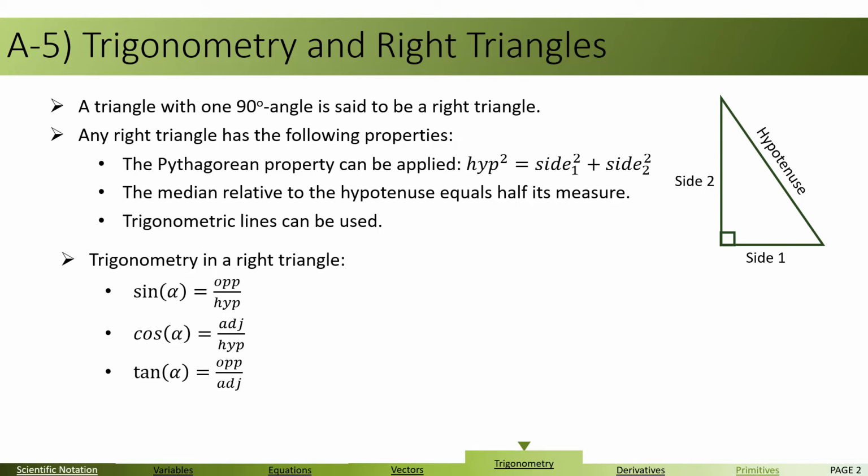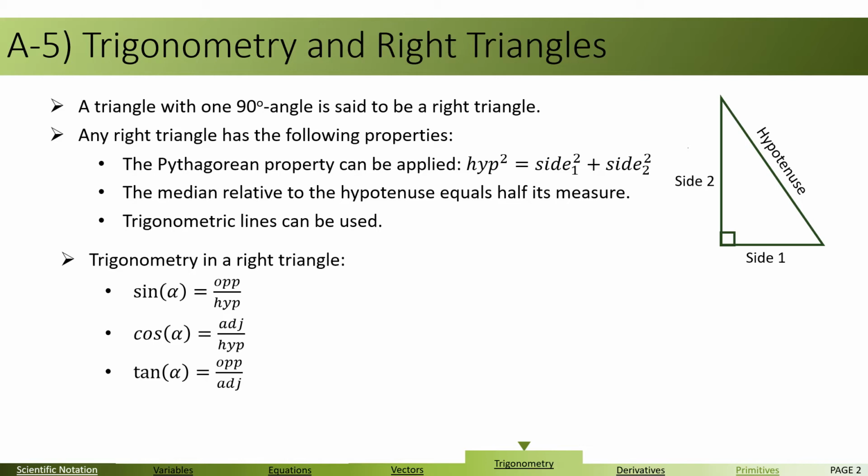So if we choose alpha to be here, then side 1 is opposite to alpha, while side 2 is adjacent to alpha. However, if we choose angle beta here, this side, side 2, becomes the opposite, and side 1 becomes the adjacent. So this is something remarkable we need to know. When you go to sine and cosine or trigonometry, you need to specify the angle in order to use opposite and adjacent properly.